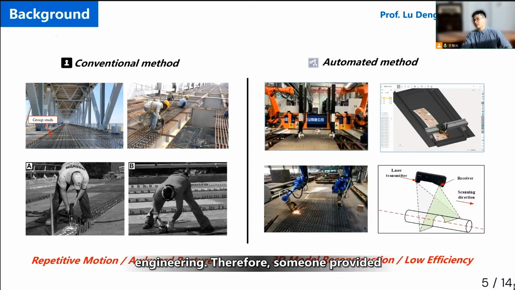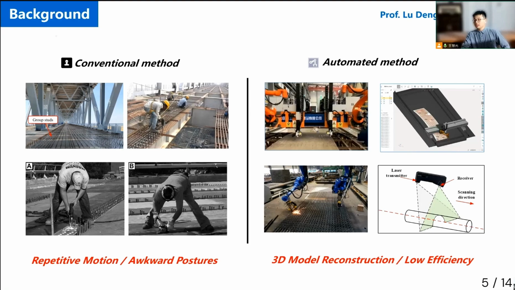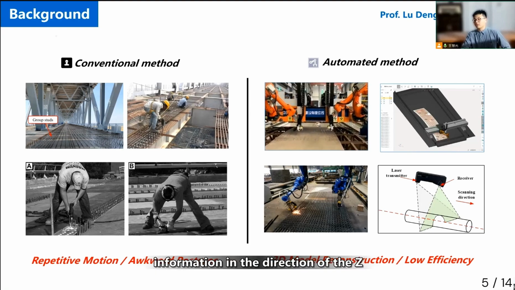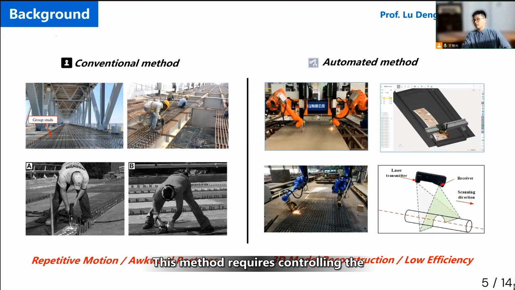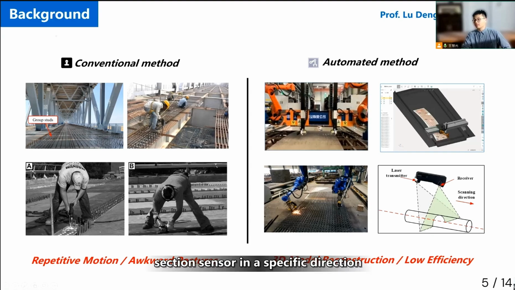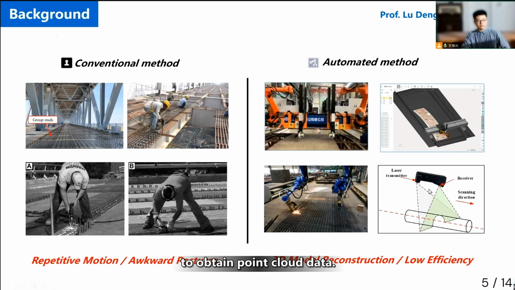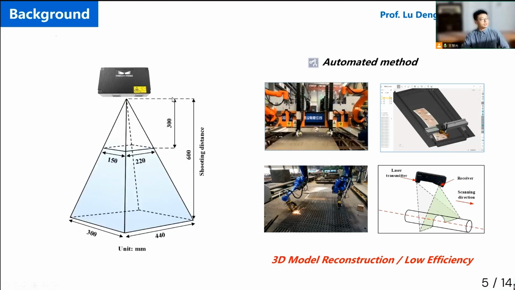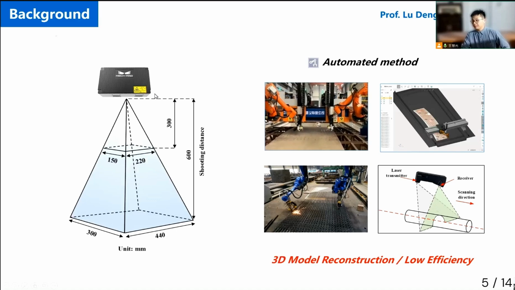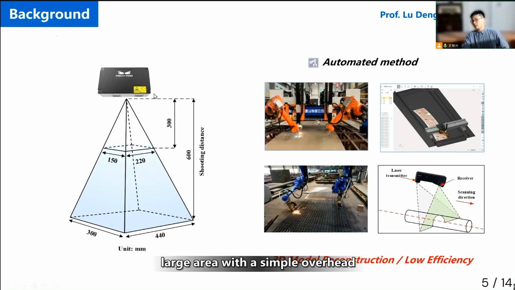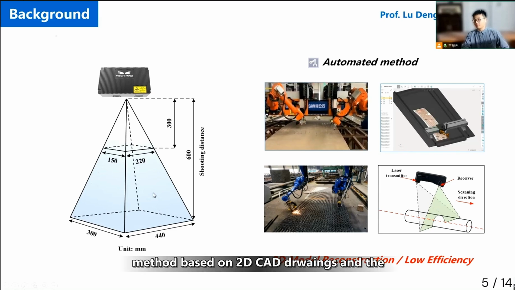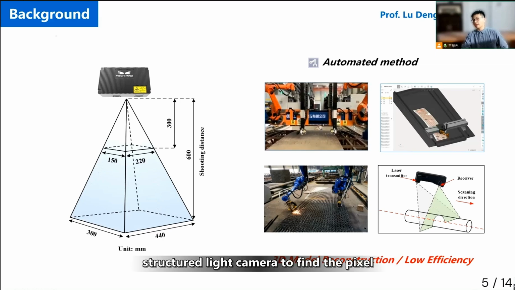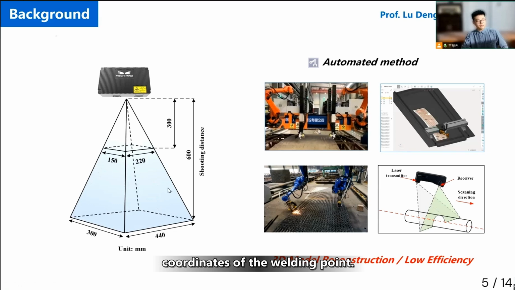Therefore, someone provides a method based on 2D joints. This method supplements the missing information in the direction of the Z axis using a light section sensor. This method requires controlling the movement of the light section sensor in a specific direction to obtain point cloud data. In contrast, the structured light camera can capture point cloud data within a large area with a simple overhead shot. Above all, we provide a method based on 2D CAD joints and the structured light camera to find the pixel coordinate of the welding point.